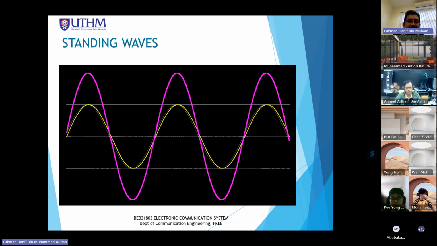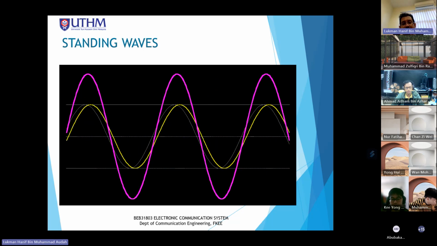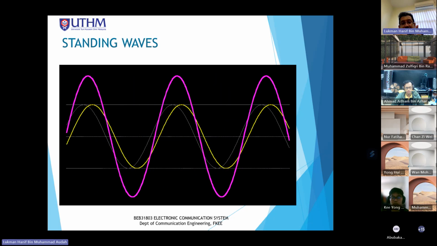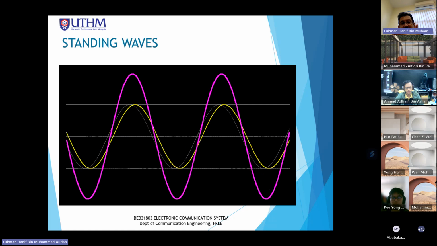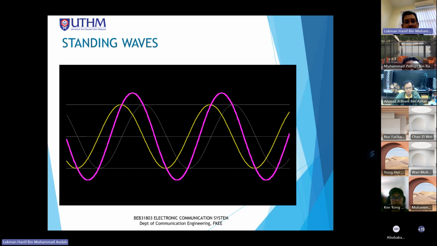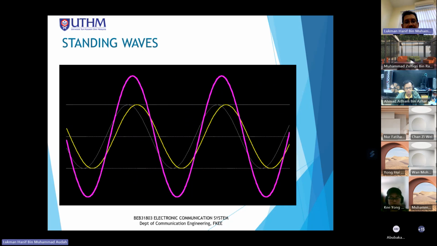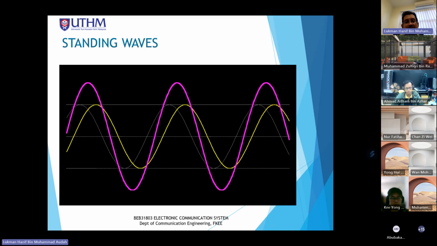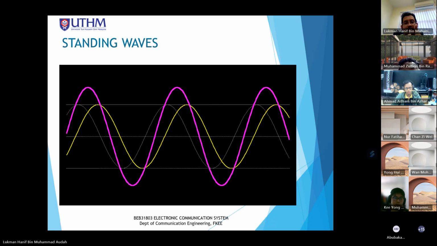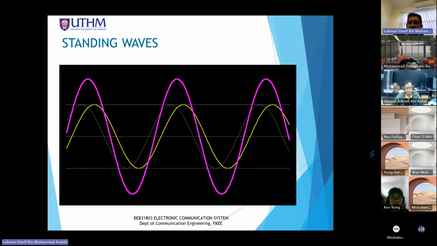So you see that when the incident wave and reflected wave are at the same location, you can see the standing wave. So the standing wave happens now, and then again, and then again. When the incident and reflected wave cross the same locations, there's going to be the standing wave.